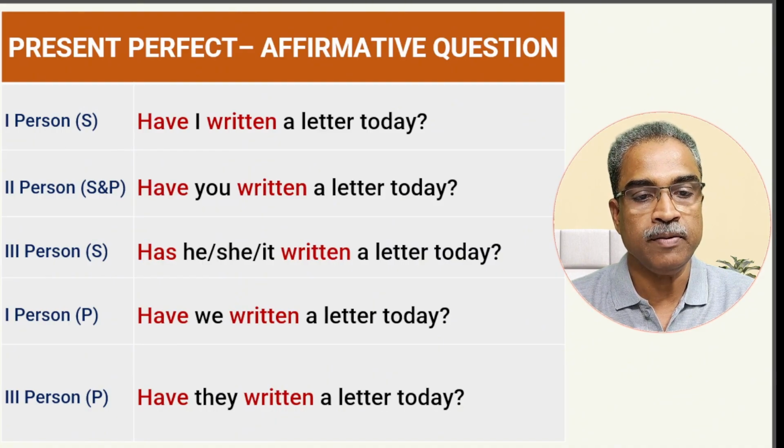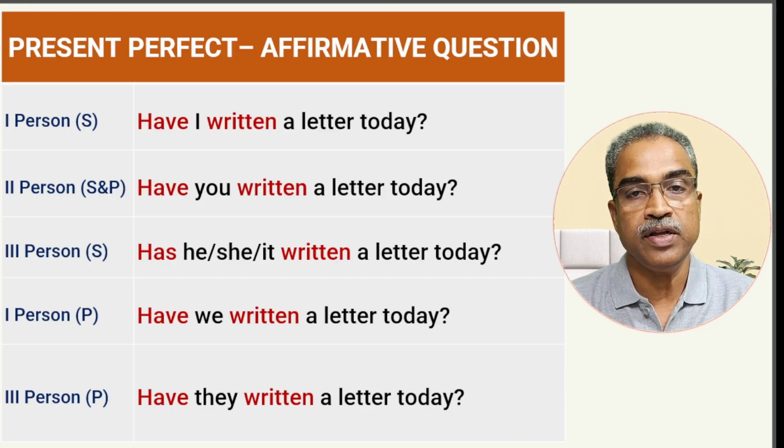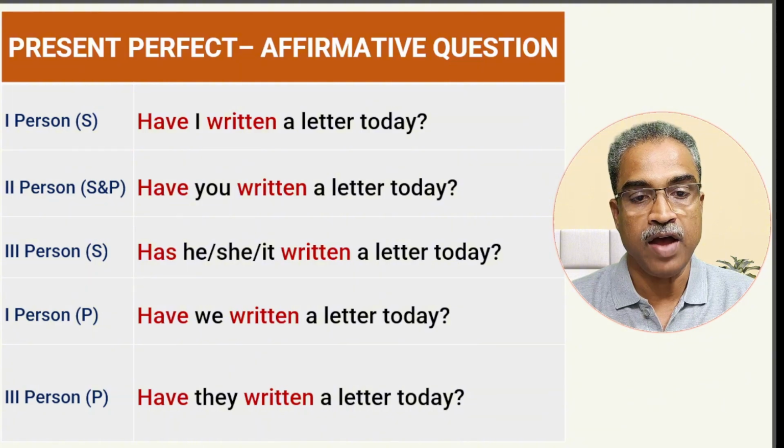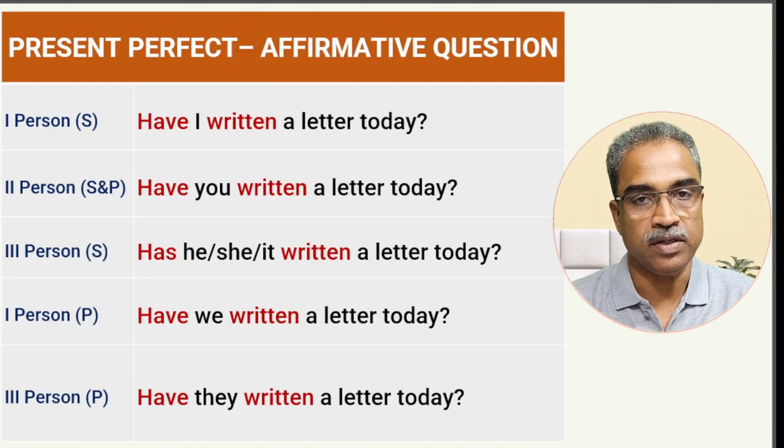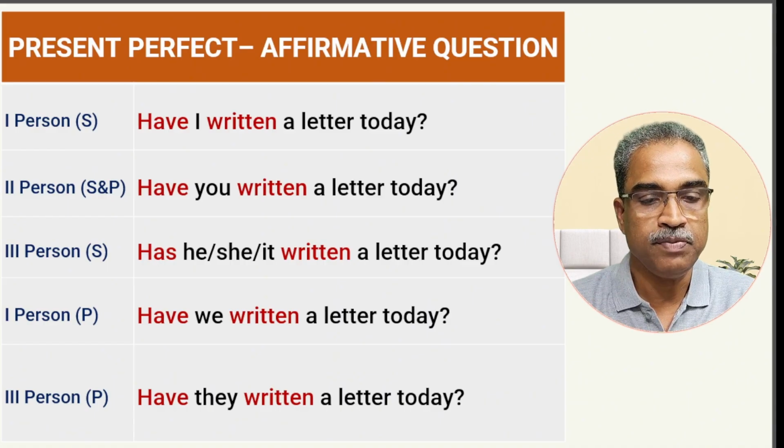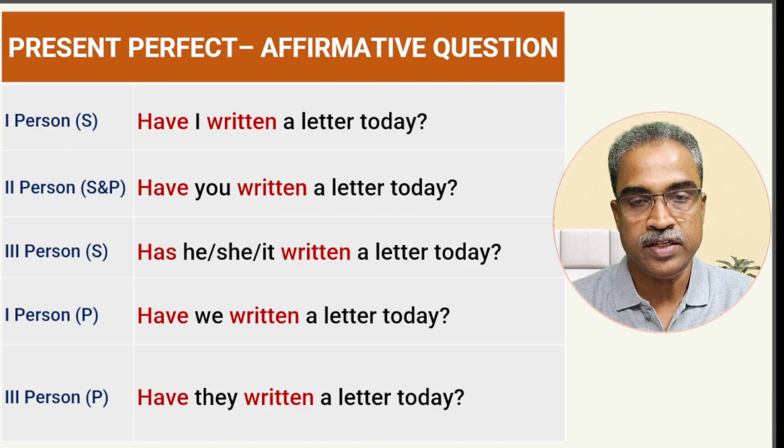So first person singular, we have: Have I written a letter today? The statement would be, I have written. Now the question will be, have I? Have I written a letter today? And in the second person, you have written is the statement, and the affirmative question will be, have you written? Have you written a letter today? And third person singular, he, she, it has written. And naturally, the question format will be, has he, has she, has it written a letter today?